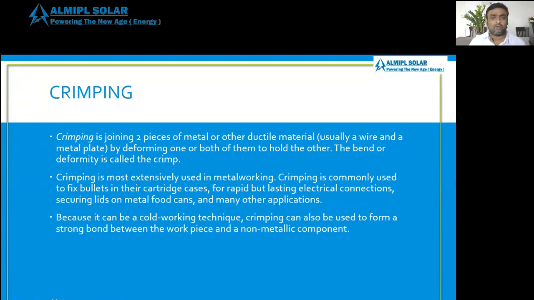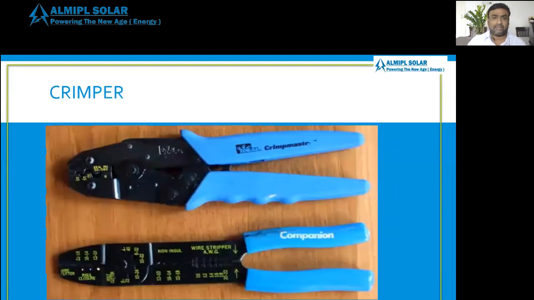Because it can be a cold working technology, crimping can also be used to form a strong bond between a work piece and a non-metallic component. Crimping. So this is the model of the crimping. Based on the cable we can use it.